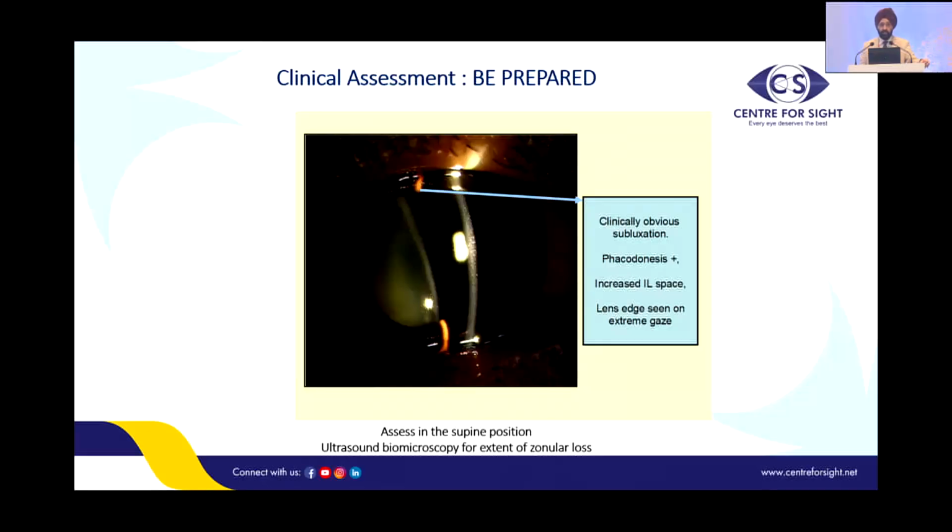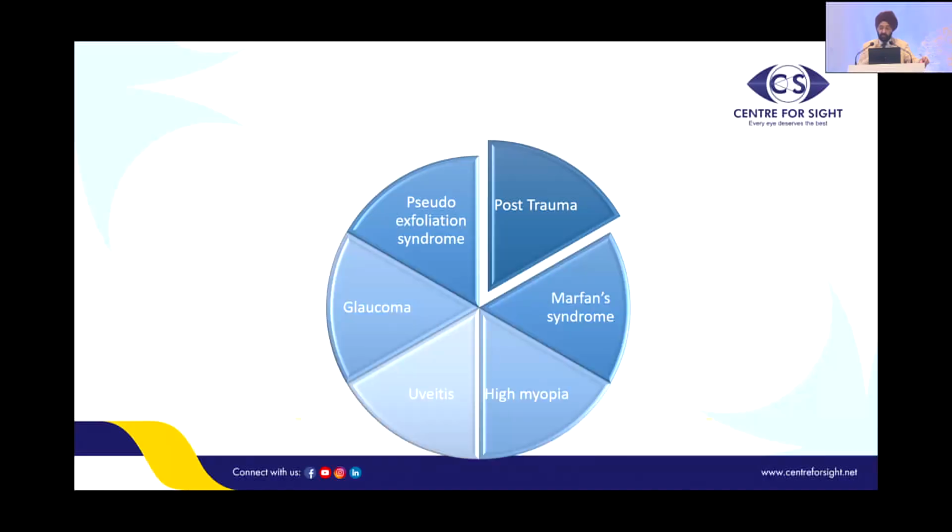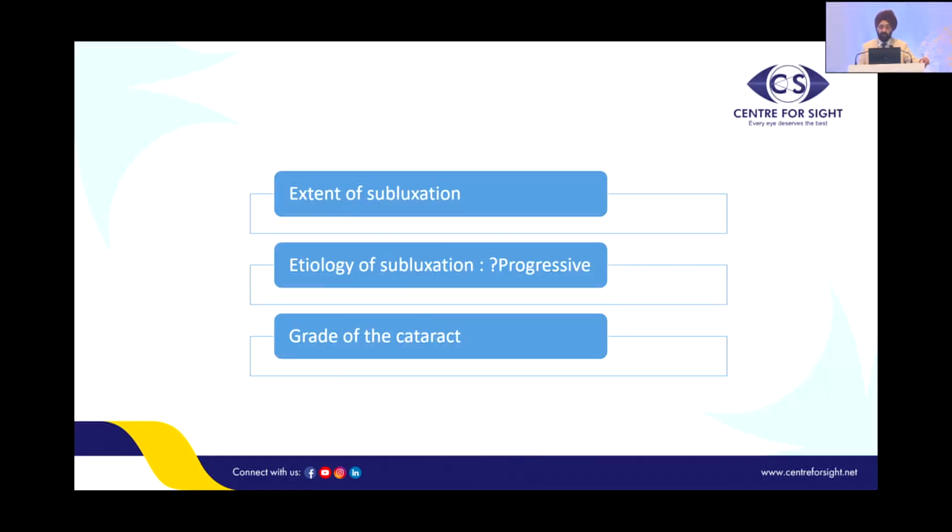Now, what is important when you are doing a subluxated cataract is a clinical assessment so that you are prepared beforehand. These are the signs: phacodonesis, an increase in the intralenticular space, and a lens edge that could be seen. You should also assess in the supine position. Sometimes the patient comes and you don't find it at that time, but on the table you see it. There are various reasons, as you are aware, why there could be subluxation, trauma being one of the important ones.